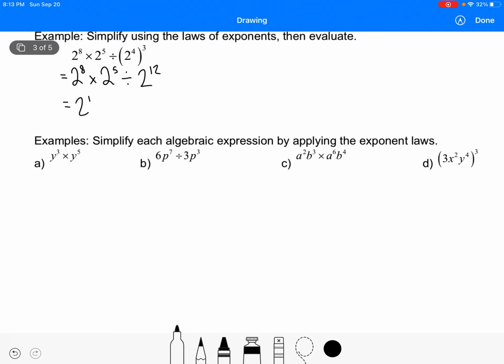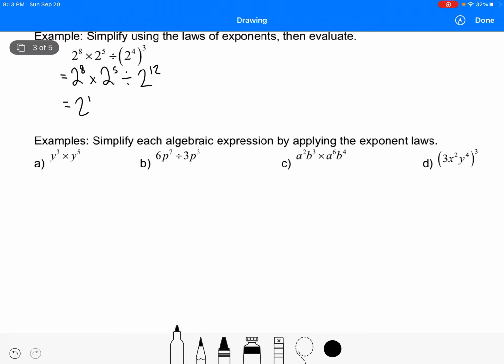So if you evaluated first, you would get big, huge numbers and might make a mistake. If you do your exponent rules or exponent laws, it's going to be a lot easier. So I want you to get in the habit of using exponent laws first and then evaluating.